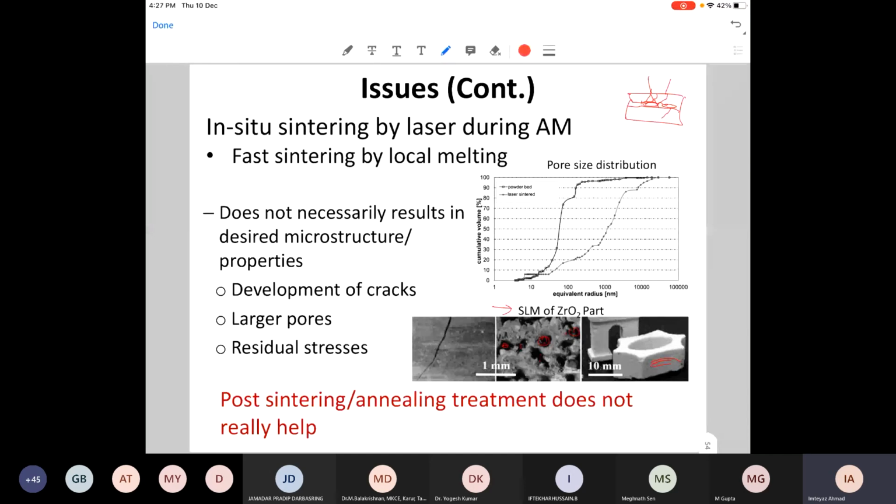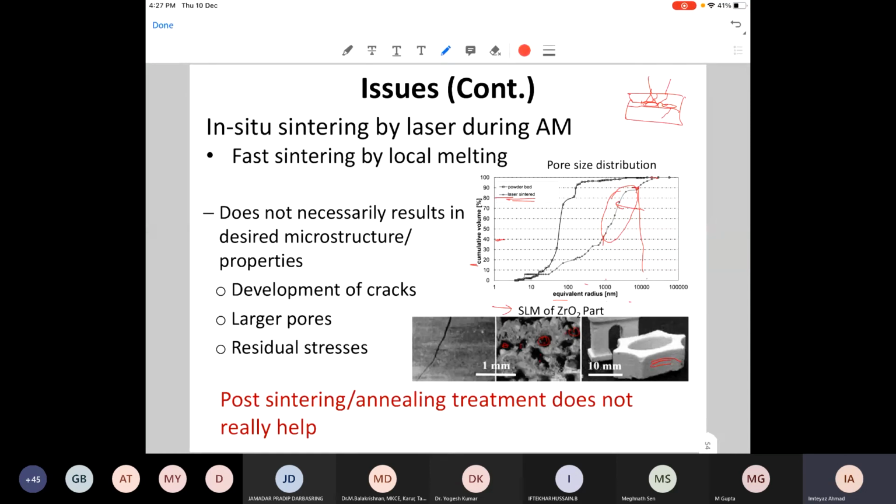Very small pores, if you sinter it, can close, but larger pores will not close, and that's what is shown here. This is laser sintered, and you can see the cumulative volume of the pore versus the equivalent radius. See, greater than 0.1 micron, you have pores here. So much, 40% to about 80, so about 20%, and then you have 1 micron pores, about 10%. These are not going to close, so that will remain with your product, and it's very difficult to get very dense products in these cases.